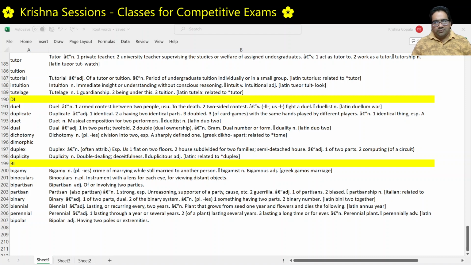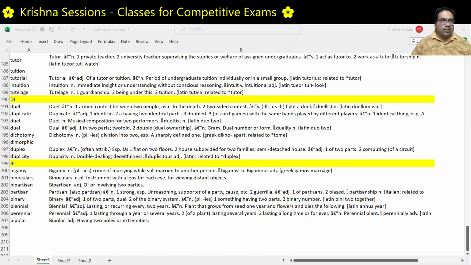Dichotomy. Di plus tomia. Dicho plus tomia. Dichotomia means a division or contrast between two different groups or things that are completely opposite from one another. That is kind of dichotomia, right? Dichotomy is actually division into two contradictory groups. The two groups seem to contradict each other, right? So that is kind of dichotomy.